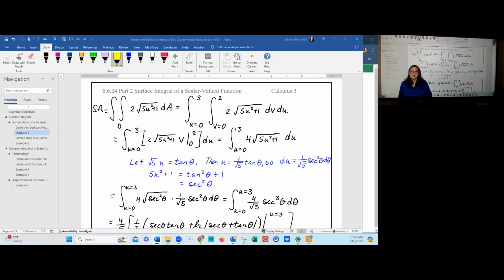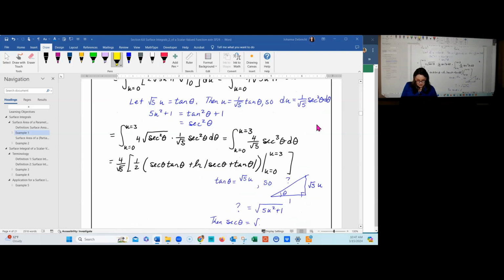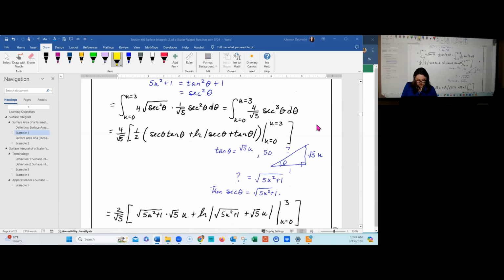Now you can integrate this one, of course, using integration by parts and trig integrals. And when you do, you come up with the following result: that the integral is 1/2 secant of theta tangent theta plus the natural log of secant theta plus tangent theta. You can also use an online integral calculator or an integral table to get the value of secant cubed. We still have our 4 over the square root of 5 as a constant factor.